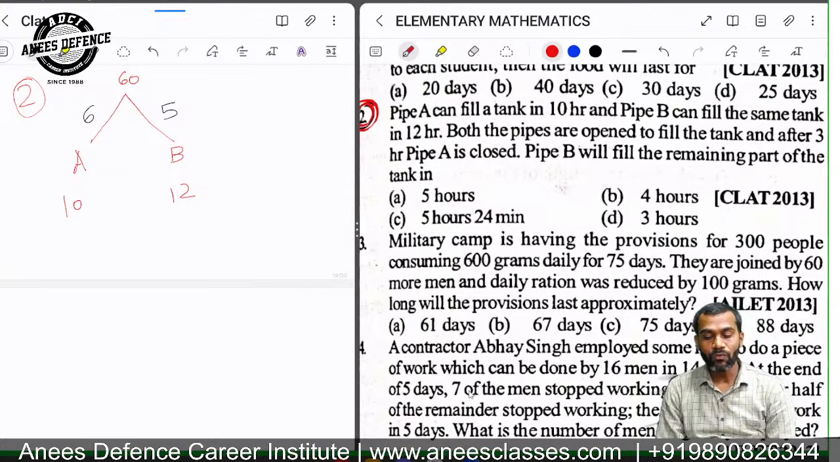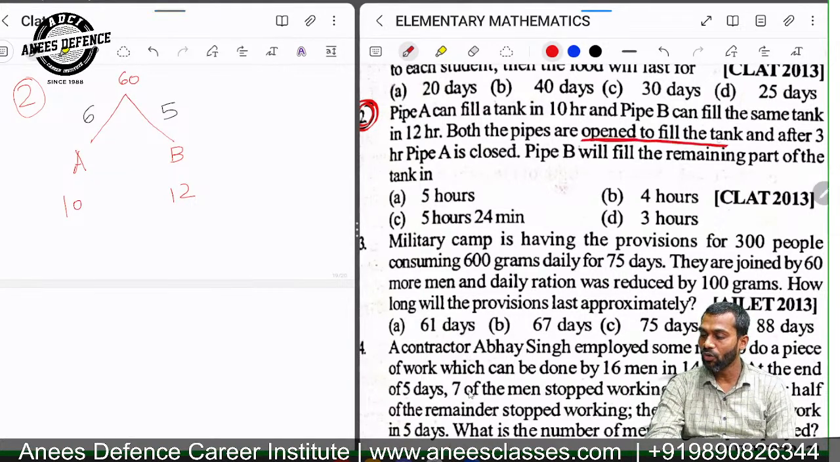60. So in 1 hour, if both the pipes are opened, how much units will they fill together? 11? Yes or no? So just see the question. Both the pipes are open here.